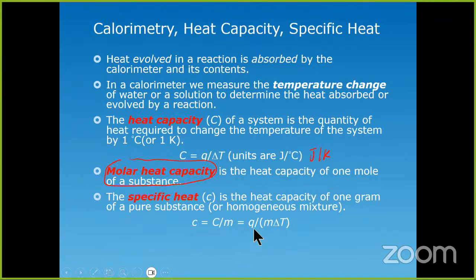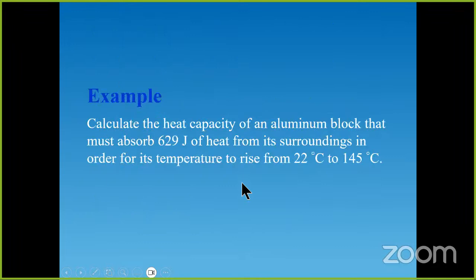The specific heat is equal to Q divided by M times delta T. Or you can express it this way: Q is equal to C times M times delta T, right? The heat change for a substance is equal to the specific heat times the mass times the change in temperature. So based on what we have just learned, we should be able to do this question.